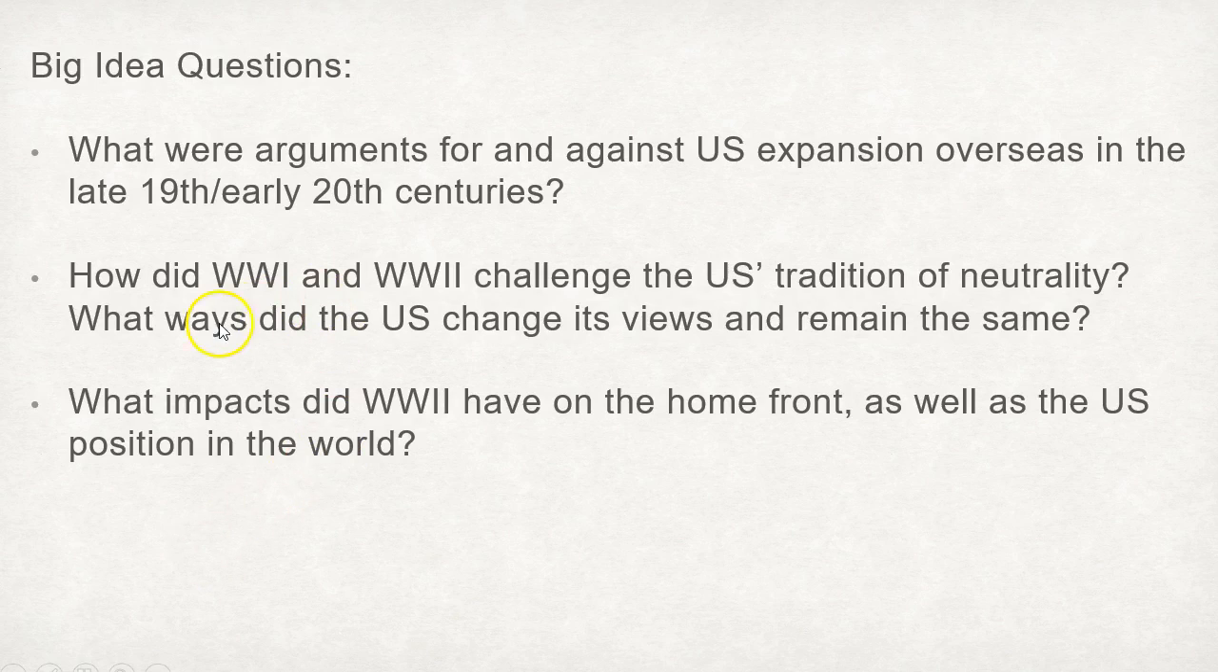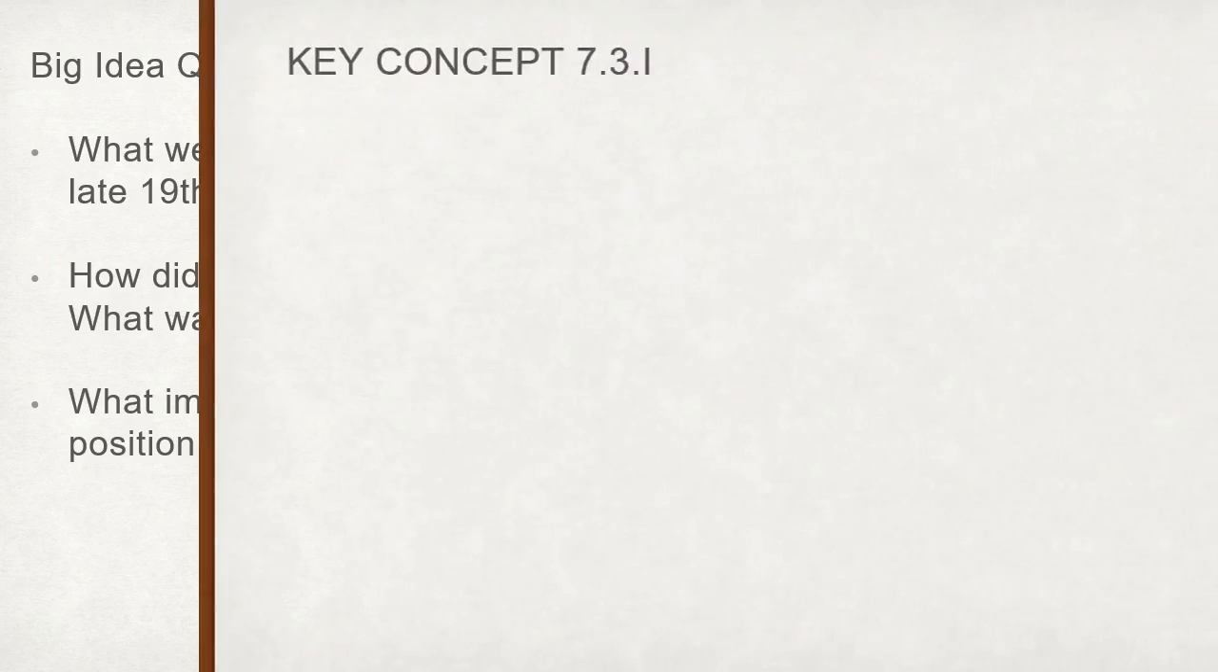The second one, how did World War I and World War II challenge the U.S.'s tradition of neutrality? And in what ways did the U.S. change its view and remain the same? We're going to find that very basically World War I doesn't change too much, and World War II changes a whole heck of a lot. And relating to that, the third big idea question, what impacts did World War II have on the home front as well as the United States' position in the world? Oftentimes, historians will speak of pre-1945 and post-1945 United States because the changes are just so remarkable.